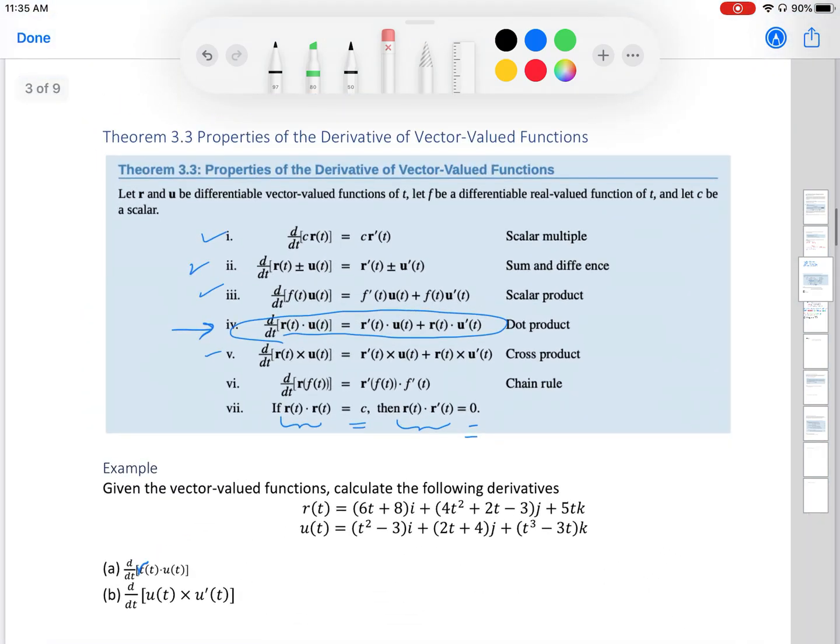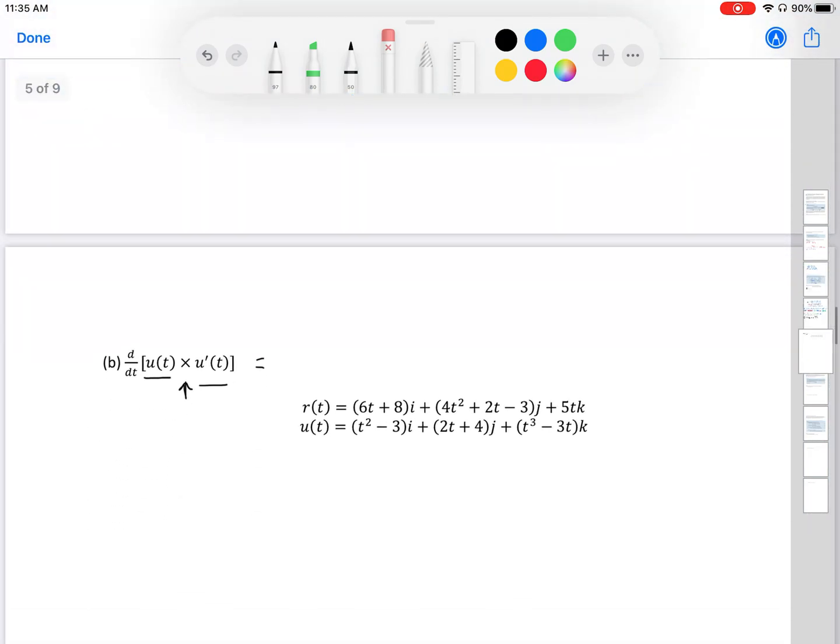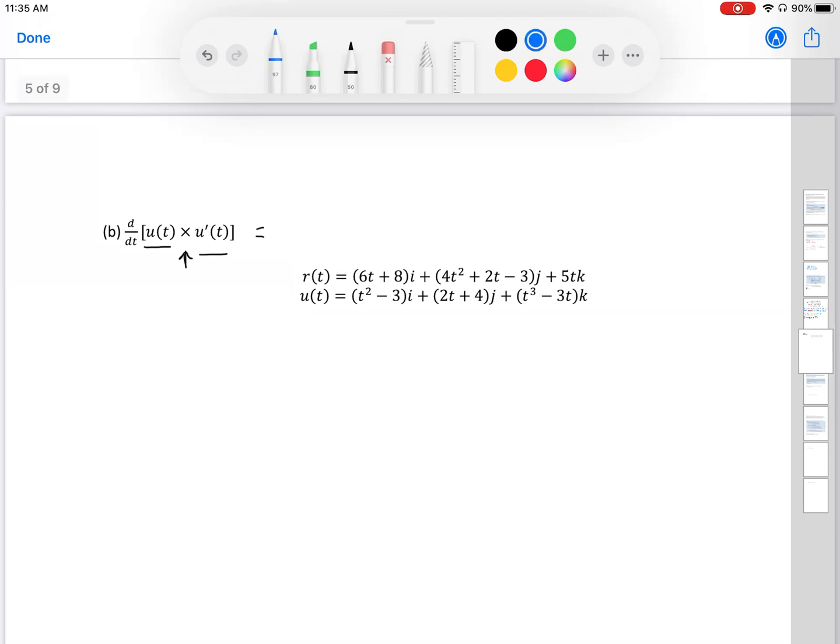Now let's go ahead and apply it to what we're given, which is u's. So this would give us u prime of t, cross product our second, which is u prime of t, plus our first, which is u of t, cross product the derivative of our second. So our second is u prime. The derivative of u prime would be u double prime. Okay, so we're taking that definition and applying it to what we have.